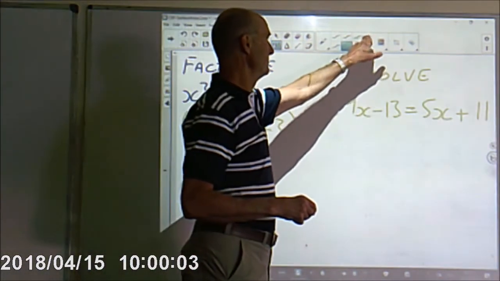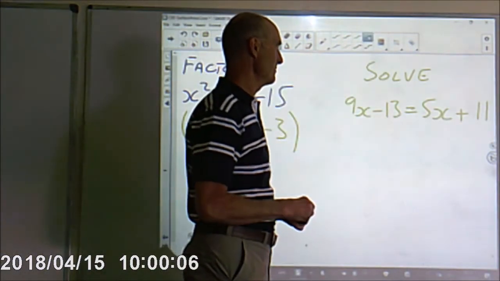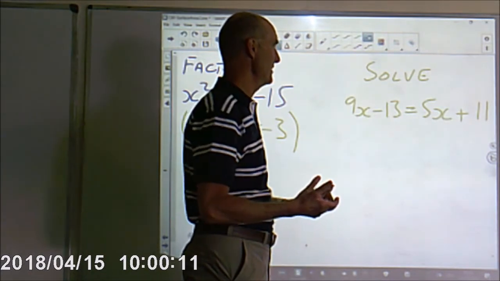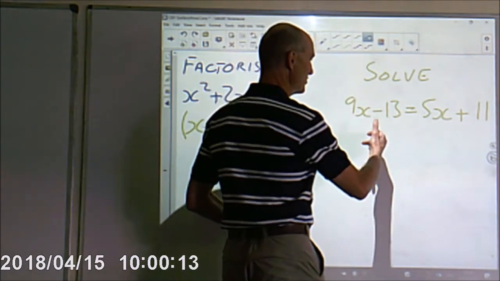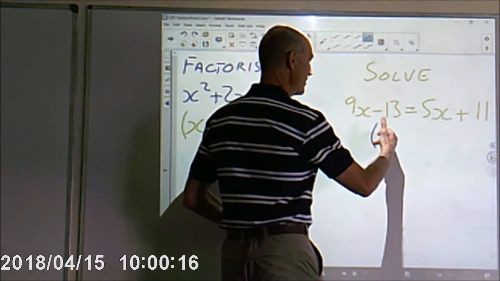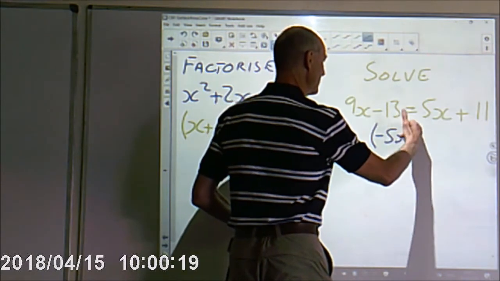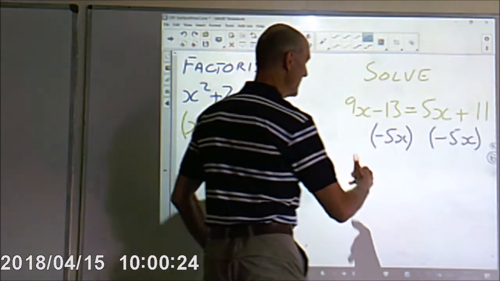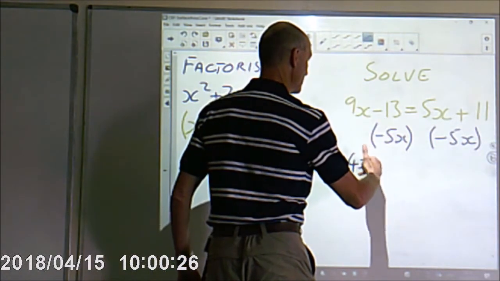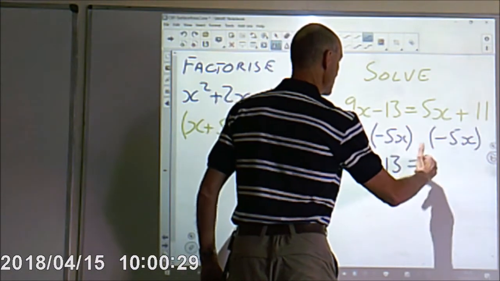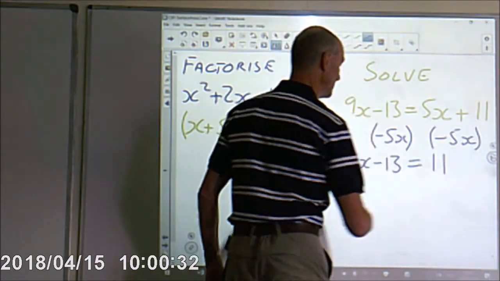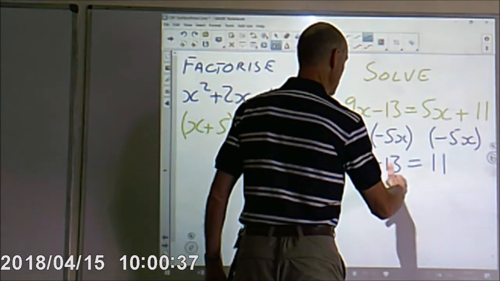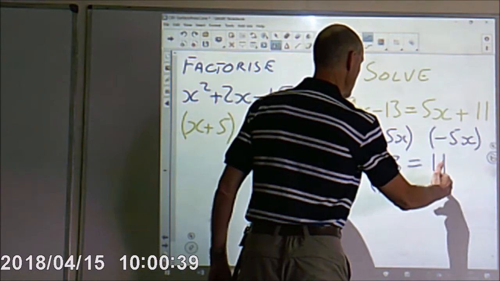Solving this equation. We've got x's on both sides, we've got numbers on both sides. So we want to get the x's all onto one side and the numbers all onto the other side. So let's just consider getting the x's all onto the left hand side. So subtract 5x from each side. So each side we're taking away 5x. On the left hand side that means we've got 4x minus 13 equals 11. Now we want to get the numbers onto the right hand side. So we add 13 to both sides.